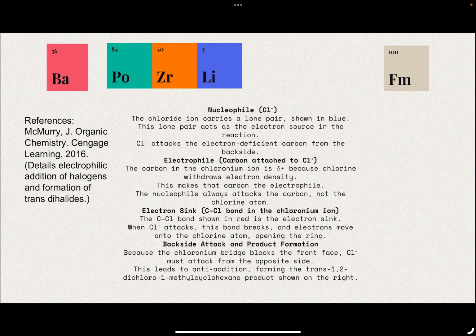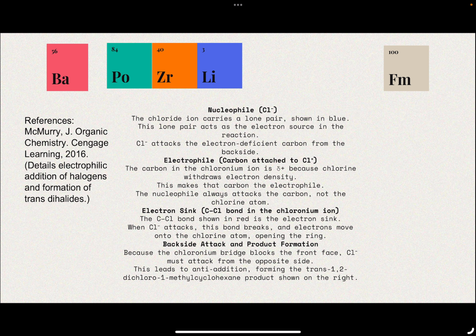So the electron sink is the C-Cl bond in the chlorinium ion. The C-Cl bond, shown in red, is the electron sink when Cl- attacks. This bond breaks, and the electrons move onto the chlorine atom, opening the ring. And then the backside attack and product formation.